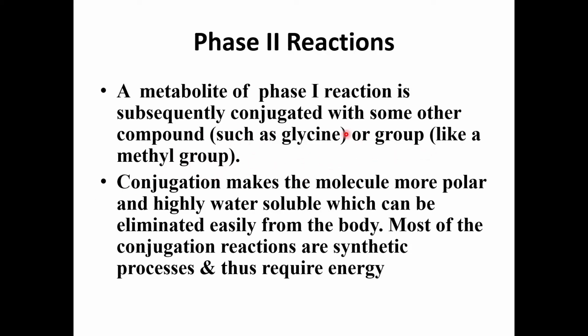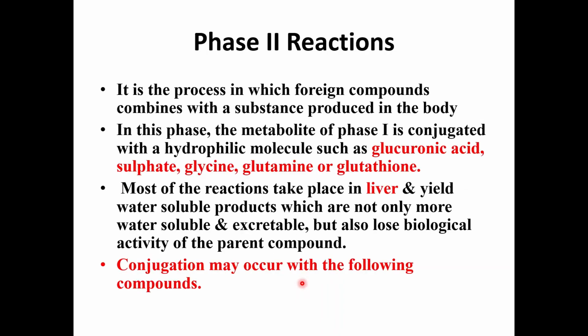We'll be discussing all this in detail, how glycine is conjugating with different substances and converting it to the excretable form, or the less toxic form, we can say. Conjugation makes the molecule more polar and highly water soluble, which can be eliminated easily from the body. Most of the conjugation reactions are synthetic processes and thus require energy. It is the process in which foreign compounds combine with a substance produced in the body.